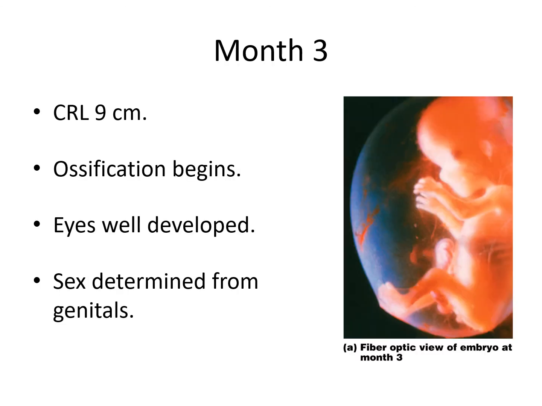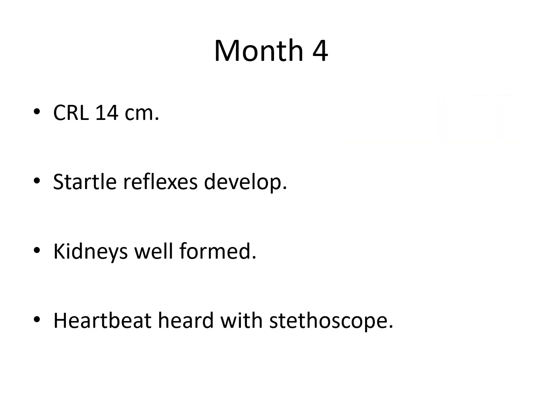Okay, at month 3, the crown to rump length is about 9 centimeters. This is when, by week 3, the bones start to ossify. Eyes are well developed, and the sex can be determined at this point. By week 4, the crown to rump length is 14 centimeters. Startle reflexes develop, and the kidneys are well formed. And you are able to hear the heartbeat using a stethoscope.